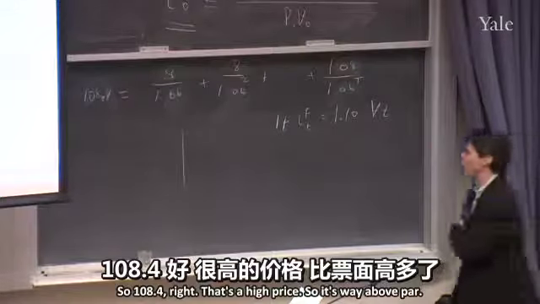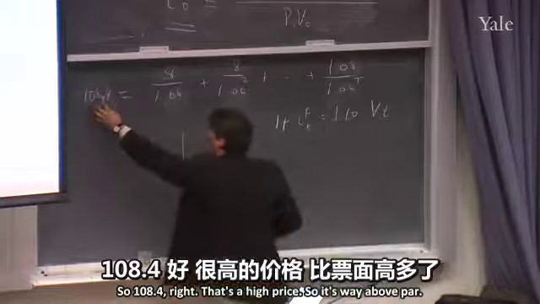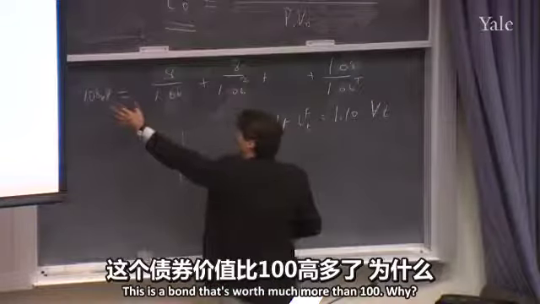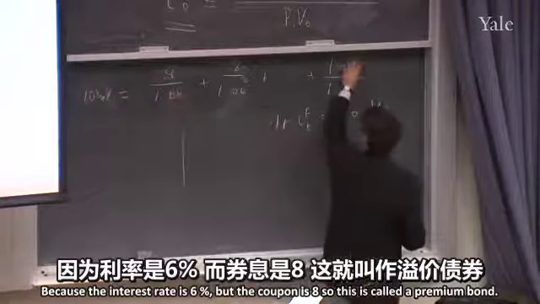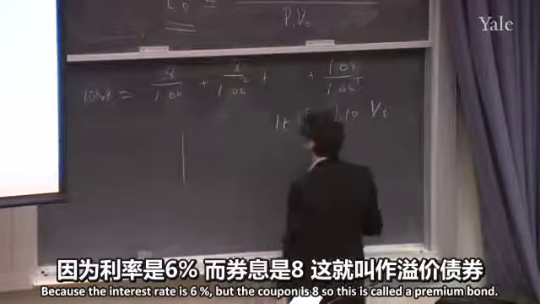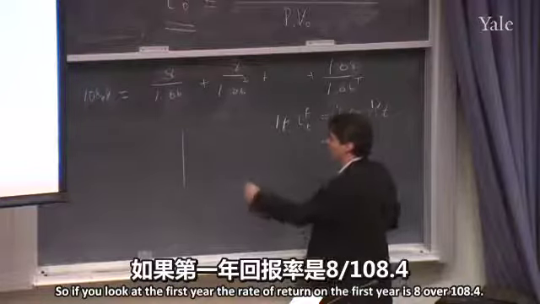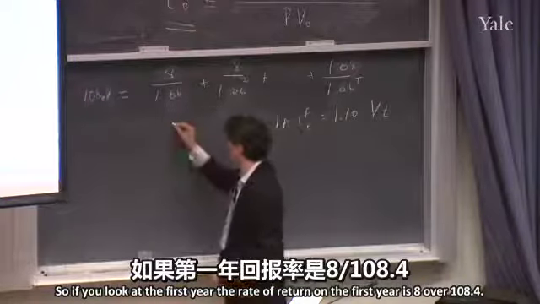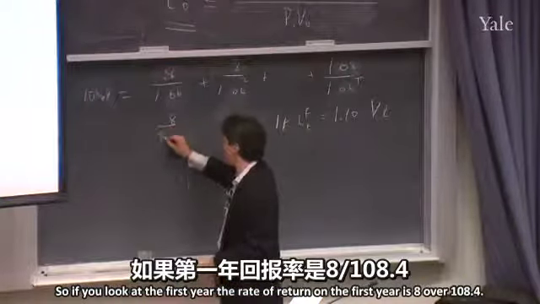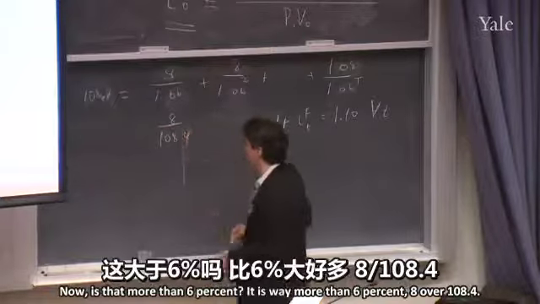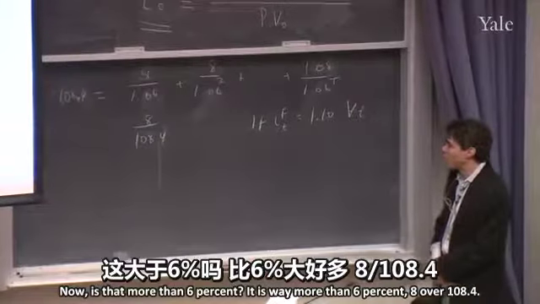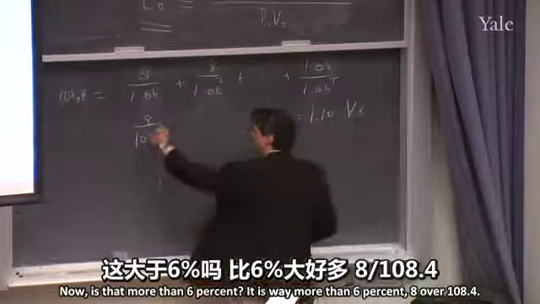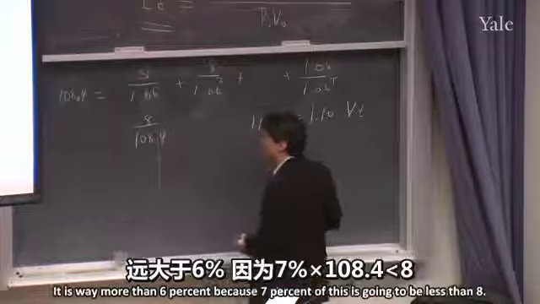Okay, so 108.4, right. That's a high price, so it's way above par. This is a bond that's worth much more than 100. Why? Because the interest rate is 6%, but the coupon is 8. So this is called a premium bond. If you look at the first year, the rate of return is 8 over 108.4. Is that more than 6%? It's way more than 6%. 8 over 108.4 is 7.